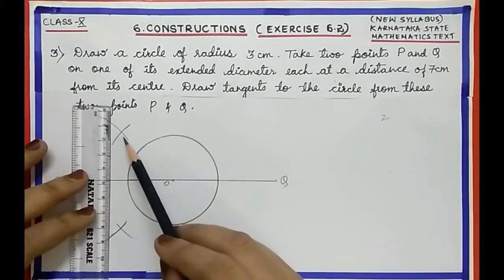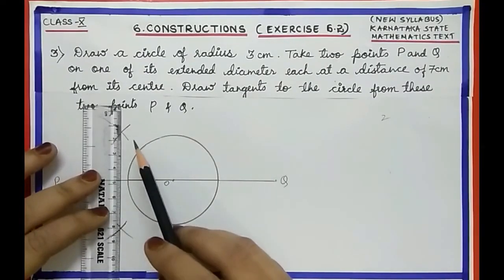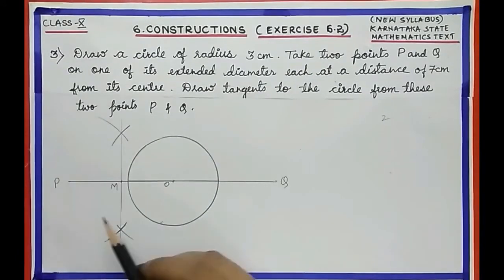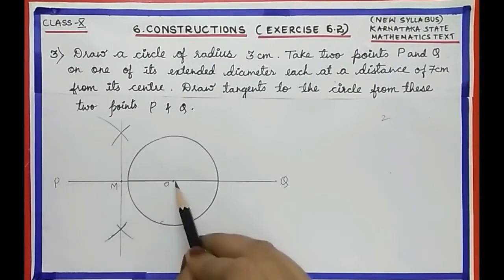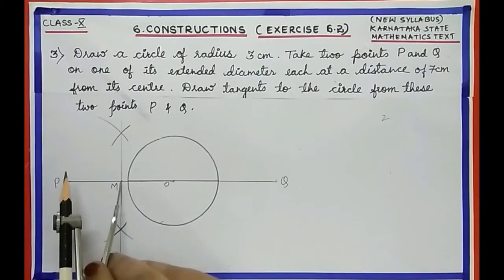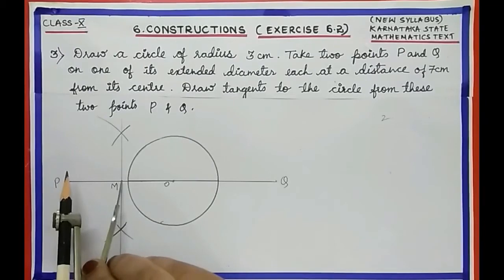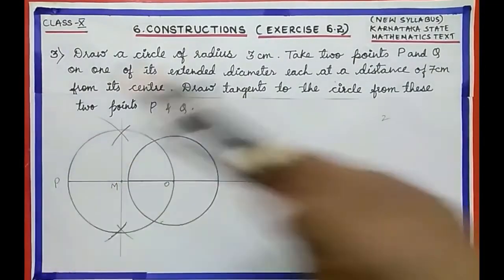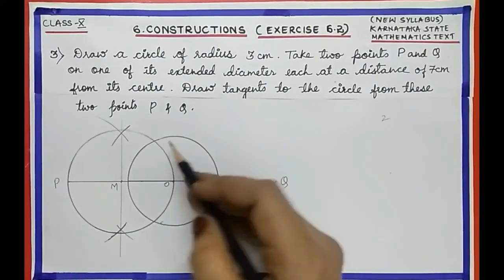Now join the points of intersection of these arcs. Name this point as M. This is the midpoint of line PO. Then with M as center and radius equal to MP, draw the circle. Now identify the points of intersection of these two circles.